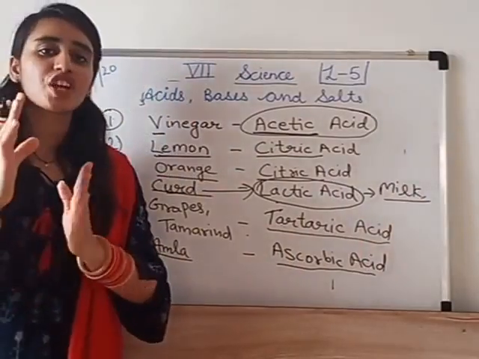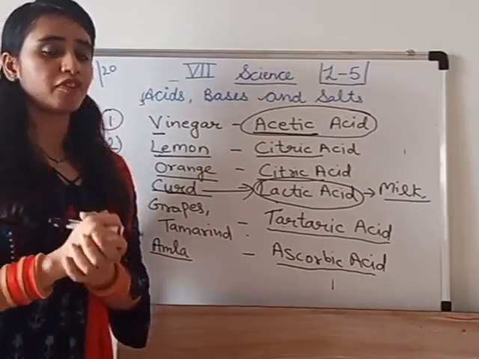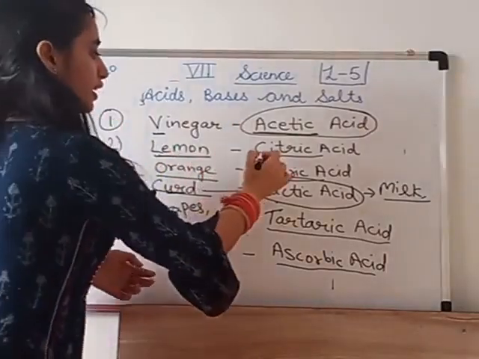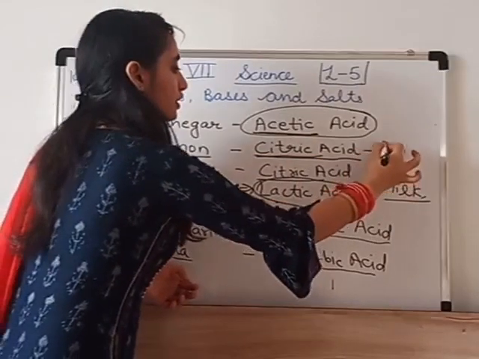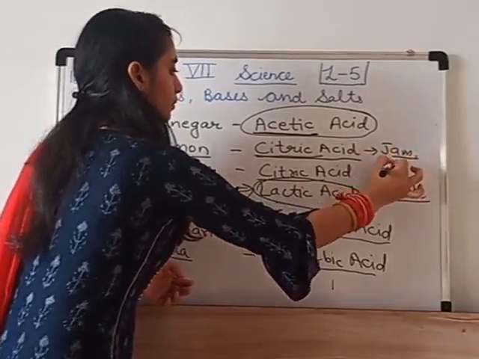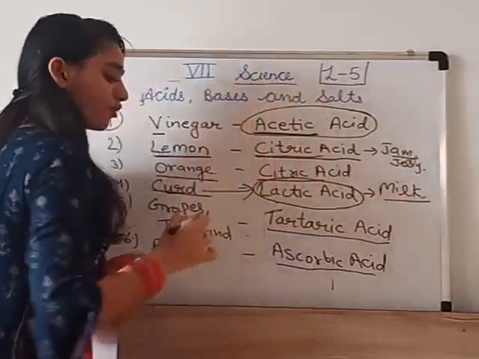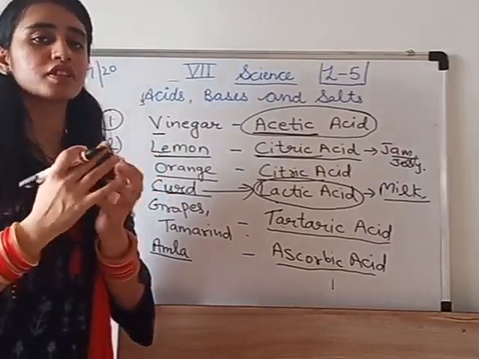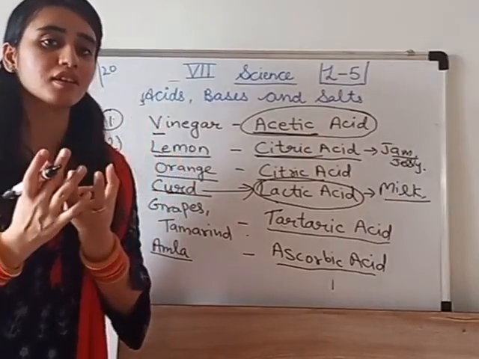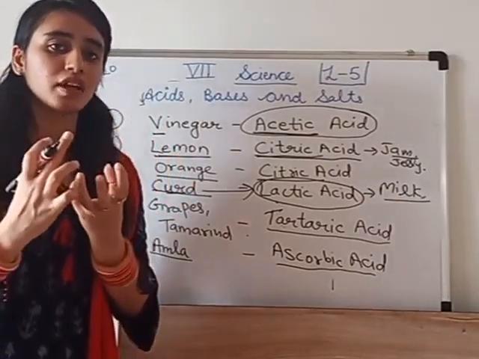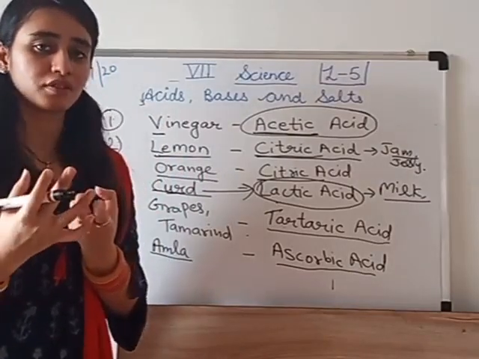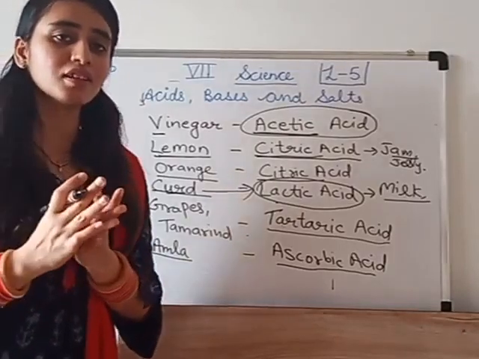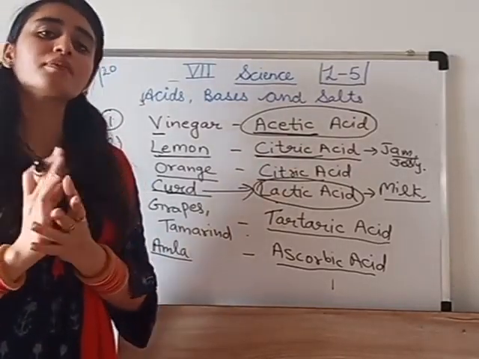Tell me, in jam and jelly, which type of acid is present? In jam and jelly, citric acid is present. And in all citrus fruits, which are rich in vitamin C, means जिसमें vitamin C ज़्यादा होता है, उनमें ascorbic acid present होता है. Okay? In those fruits which are rich in vitamin C, ascorbic acid is present.